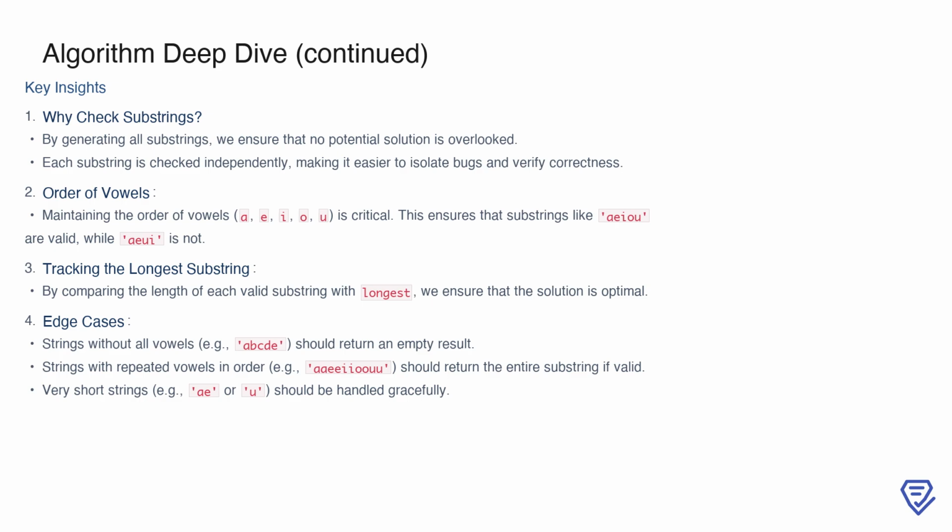Finally, we must carefully handle edge cases. Examples include strings that do not contain all the vowels, such as A, B, C, D, E, which should result in an empty output, or strings with repeated vowels in the correct order, like A, O, U, U, where the entire substring might be valid. Similarly, very short strings, such as A, E, or U, need to be handled without errors.